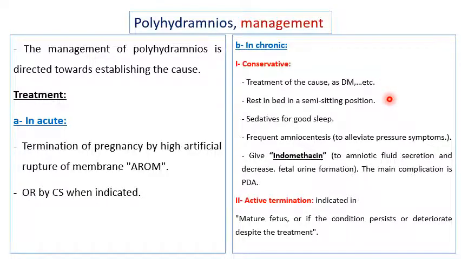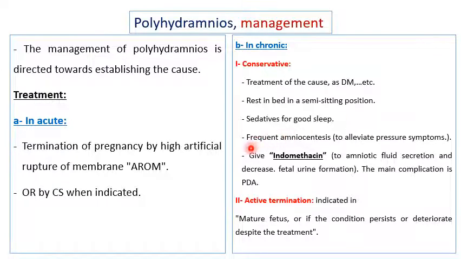In chronic type, usually we try to conserve pregnancy till maturity of the baby, and the first line of treatment here in chronic state is treatment of the cause, such as correction of diabetic state of the mother, correction of cardiac patient, hepatic patient, renal patient, and so on. And if dyspnea appears, ask the patient to rest in bed in semi-sitting position, give her a sedative for good sleep, and we can do frequent amniocentesis or amniodrainage. Yes, to decrease the amount of amniotic fluid by aspiration.